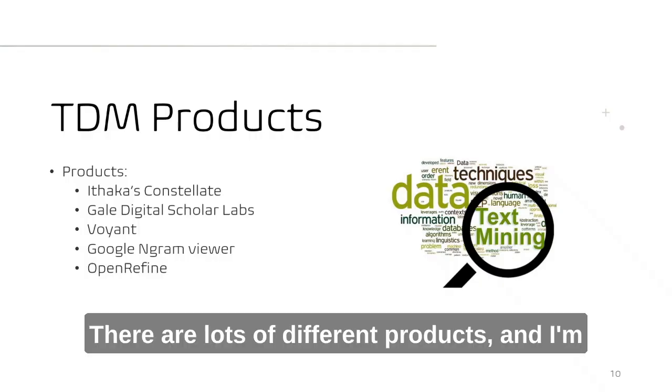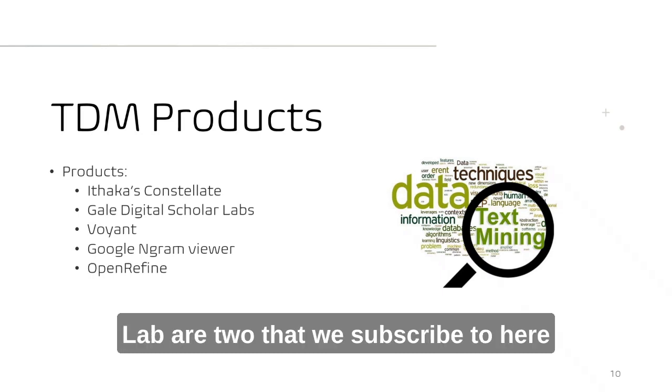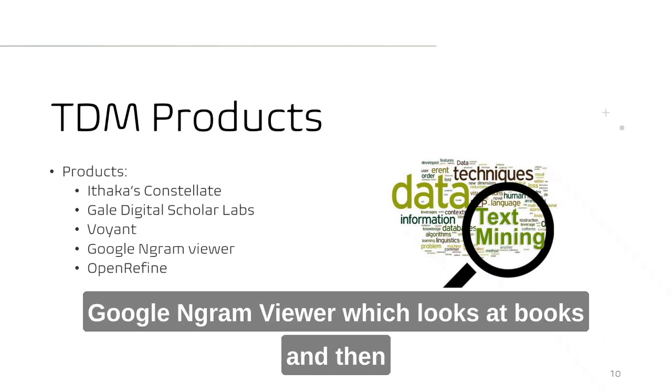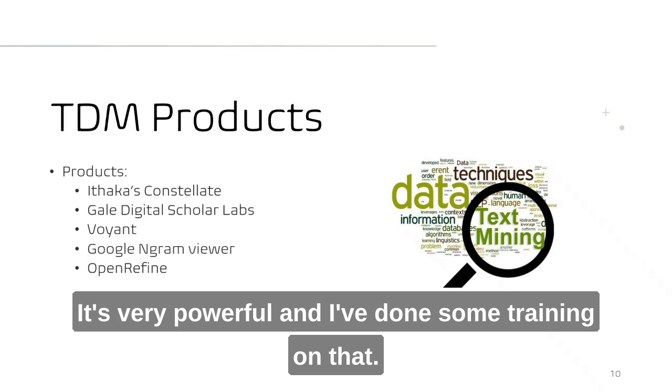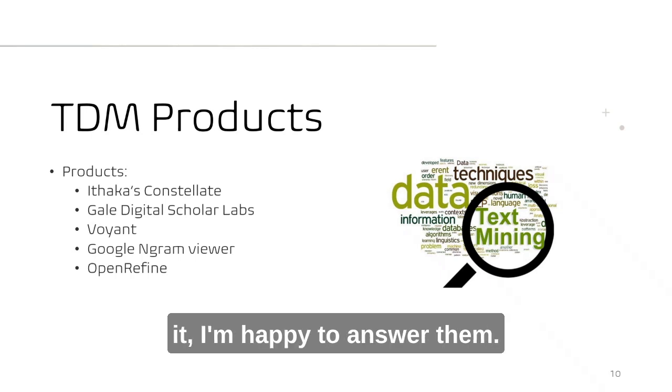There are lots of different products that I'm going to zoom through. Constellate and Gale Digital Scholar Lab are two that we subscribe to here at UNB. Voyant is open source, and there's Google Ngram Viewer, which looks at books. And then OpenRefine is a cleaning tool that is open source. It's very powerful, and I've done some training on that, so if anyone has questions about it, I'm happy to answer them.